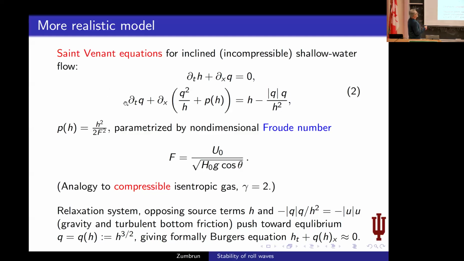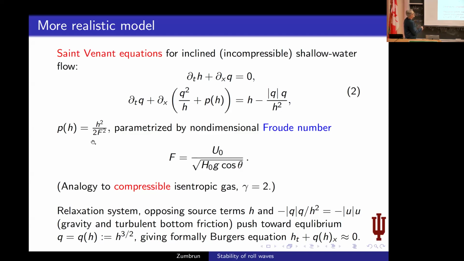H is the height, Q is H times U, so height times velocity. So height is basically density. This is an incompressible model, by the way, so height would be proportional to the density per x. Q is still the flux rate. And here we have a pressure function coming in, and P of H is proportional to H squared.